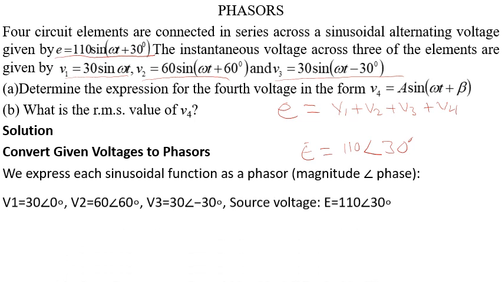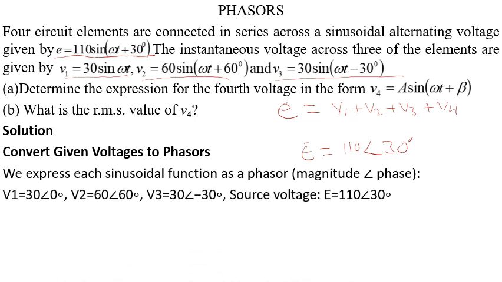Doing that for V1, V2, V3: V1 is 30 phase 0 because there is no angle. That is why it's phase 0. V2 is 60 phase 60. V3 is 30 phase minus 30. Please note, minus 30. So you see that this one was plus, this one was plus, that's why it was plus plus.